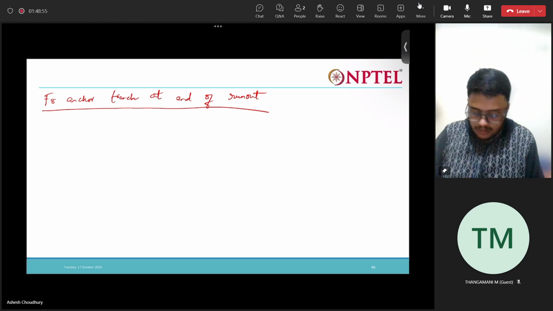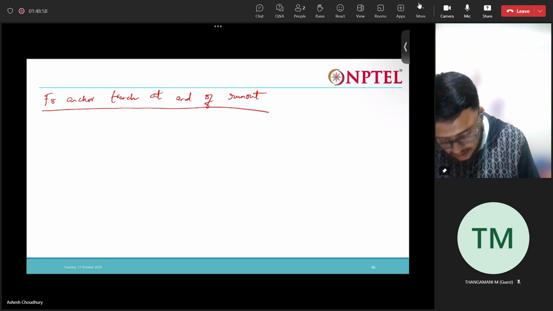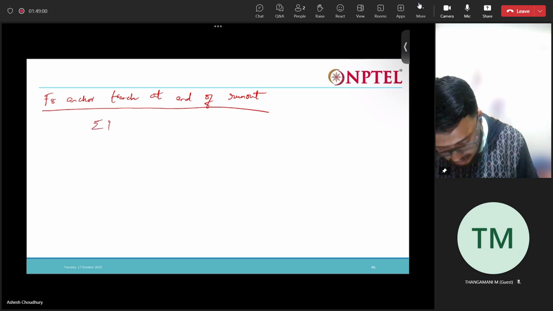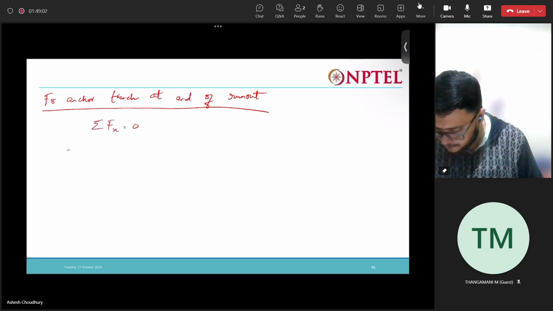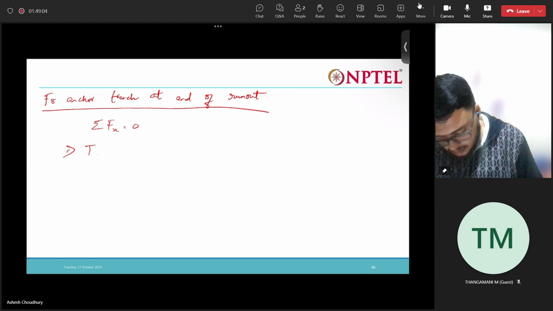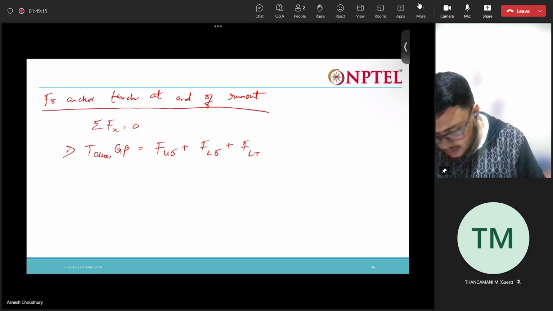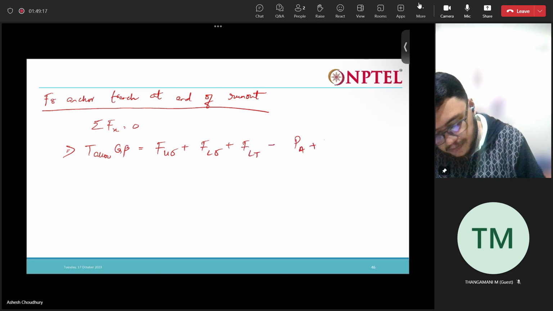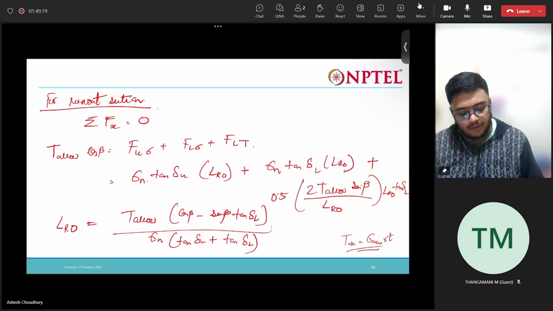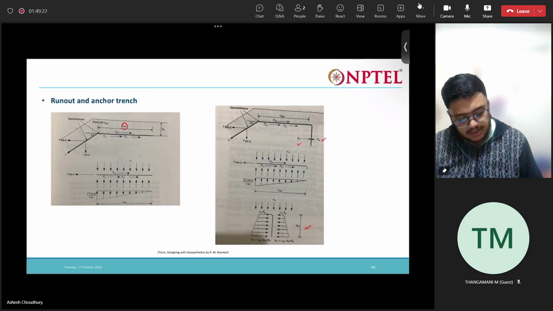I'll just give you the same summation Fx equal to 0, minus Pa plus Pp. So these two forces, the active and the passive pressure, are the extra forces that will get developed.